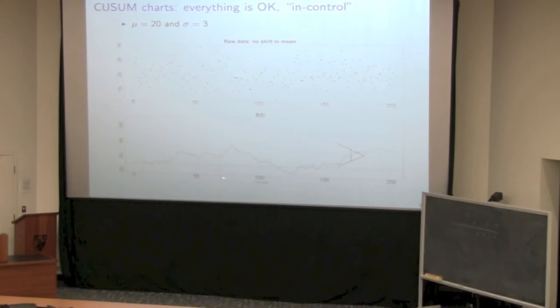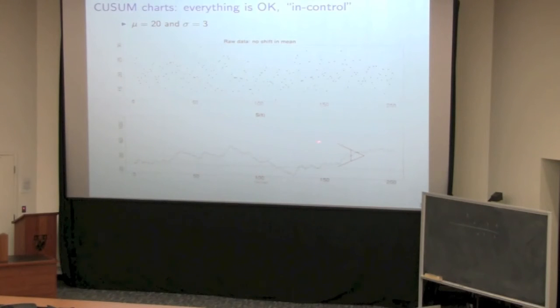Well, obviously, it's going to stay around zero. The way we monitor this chart for a significant deviation is by putting what's called a V-mask on. So a V-mask is exactly shown there. And the monitoring limits are calculated by the angle of the mask. So the wider the mask, the more tolerance you have, the narrower the mask, the less tolerance.